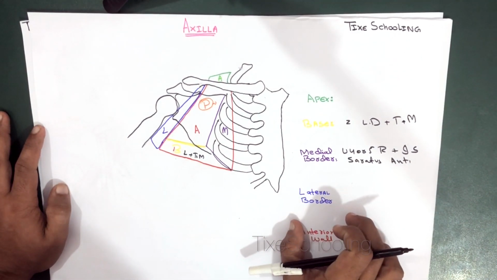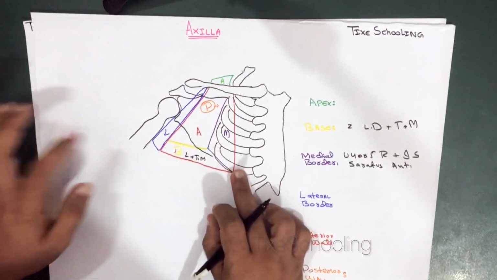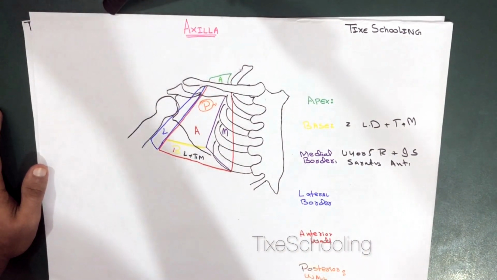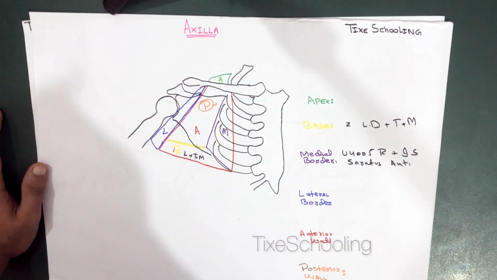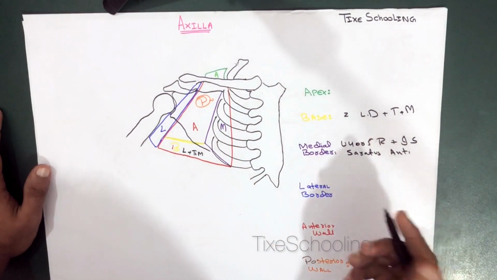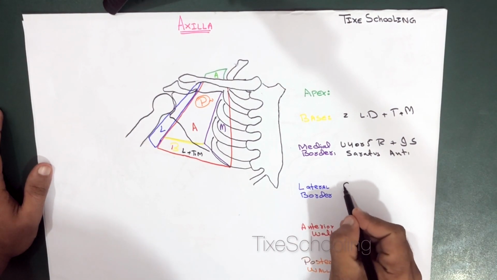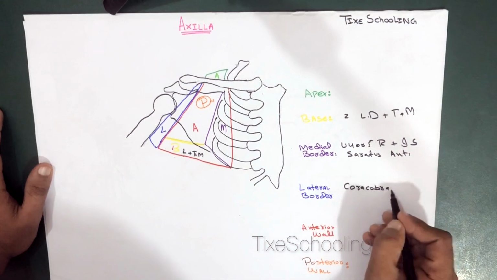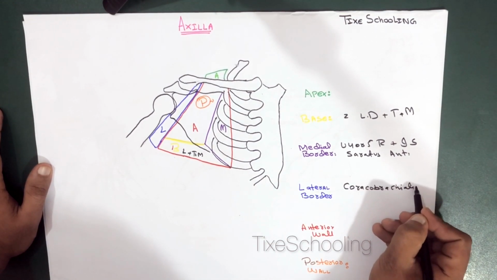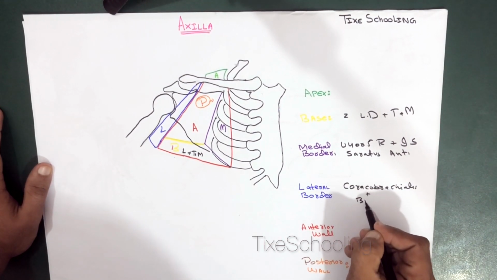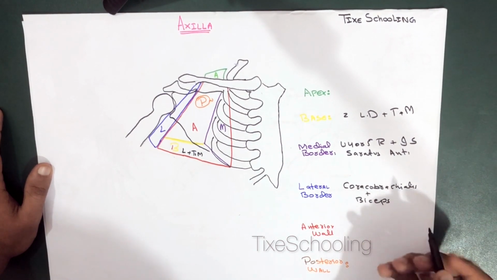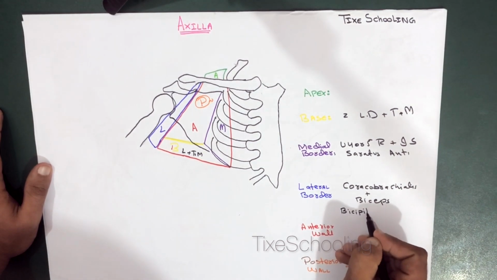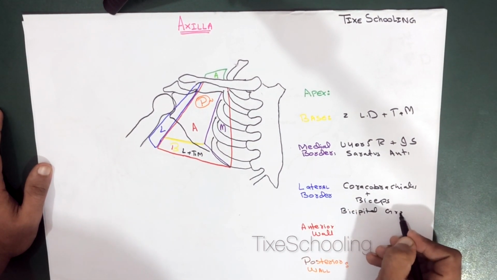On the lateral side, this was the medial border and this is the lateral border. The lateral border is formed by two main muscles and the bicipital groove of the humerus. The two main muscles are the coracobrachialis plus the biceps, and another groove on the humerus, which is called the bicipital groove of the humerus.